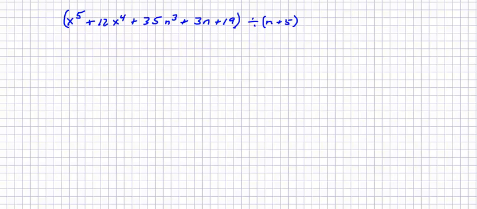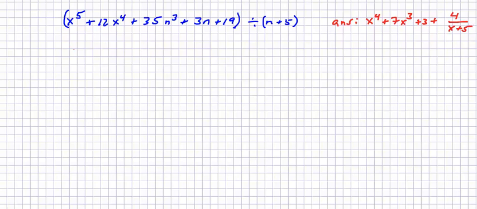All right, the answer to this problem, do it in a different color, is x to the 4th plus 7x cubed plus 3, and a remainder of 4 over x plus 5. All right, if you got the right answer, awesome. If you didn't, back to the drawing board.